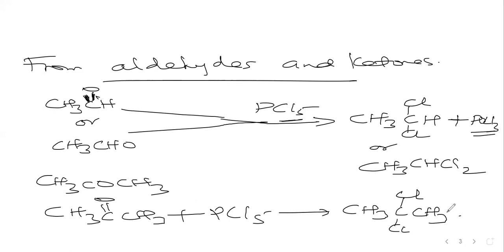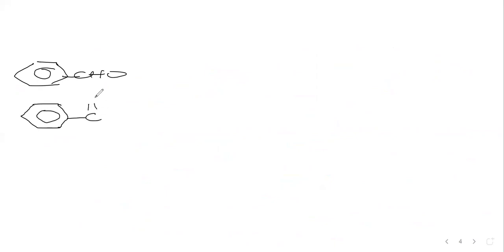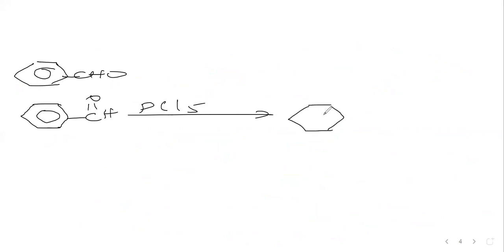I can have benzene carbaldehyde or benzaldehyde, which we write like this. Or you can simply write it, I think you can draw a better ring than mine. You can write it like this. If you react this with phosphorus pentachloride, you'll get this kind of compound, CHCl2.